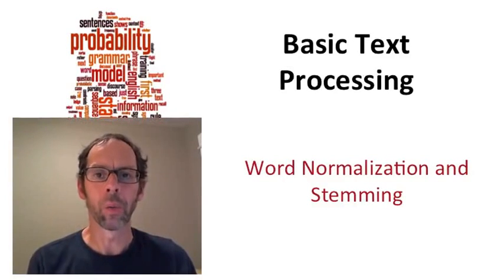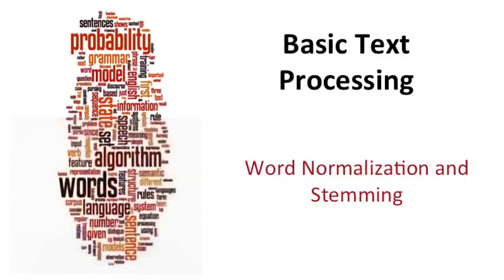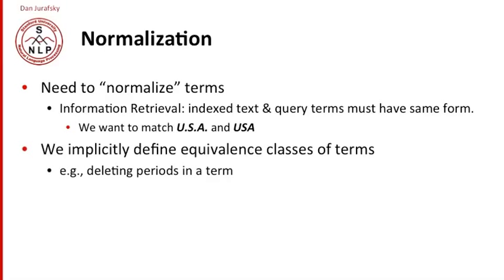Once we've segmented out words or tokenized them, we need to normalize them and stem them. So normalizing means different things. For information retrieval, for example, we require that the index text and the query terms have to have the same form. So we want to match u.s.a. to USA. If somebody asks a question or a query with one of them and the answer has the other, we want them to match. So it's like implicitly defining some kind of equivalence class of terms.